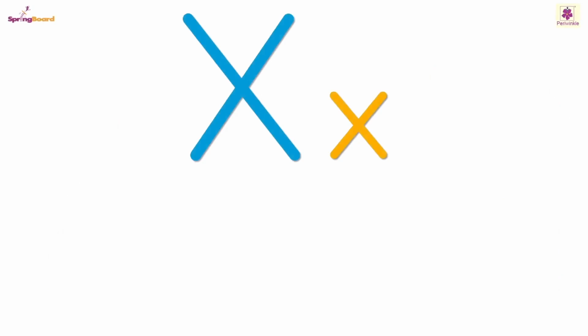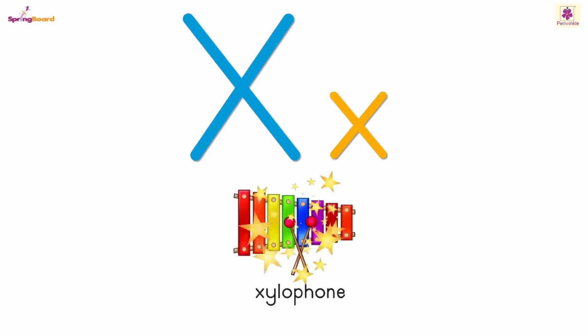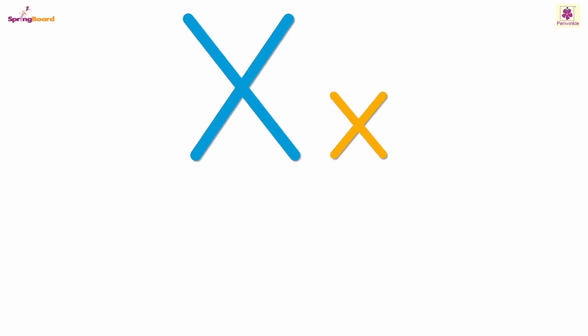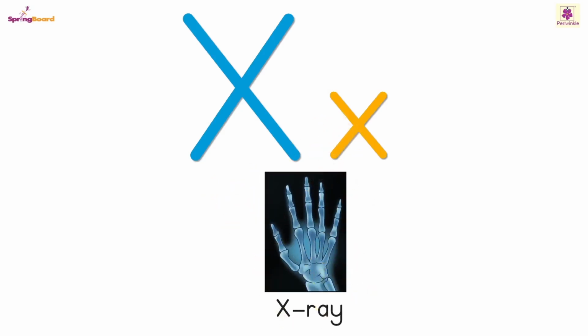Letter X also has a second sound, Z. X sounds Z, like the one we hear in the word xylophone. Letter X also has a third sound. Here the letter X appears to say its own name, X, like the one we hear in the word X-ray.